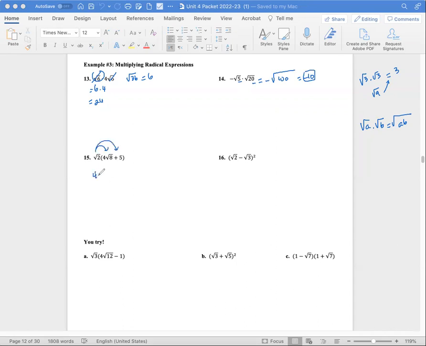Okay, when you have something like 15, you're going to distribute to the inside. So this becomes 4 root 16, because root 2 times root 8 is root 16, and then plus 5 root 2. You always say a number then root something. You don't say root something then a number. It's not conventional to do that.